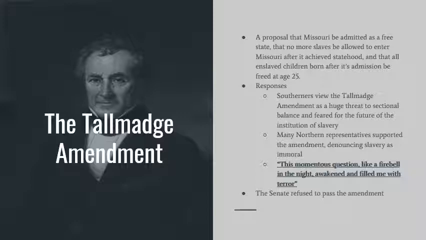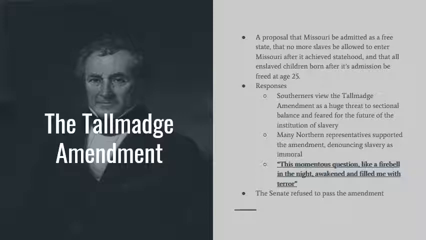Northern representatives, on the other hand, supported the amendment, denouncing slavery as immoral. Many abolitionists went so far as to protest the possibility of Missouri becoming a state at all if it were to be a slave state. This is really where we start to see national sectionalism come about. This is where there is loyalty or support to a particular region or section of the nation rather than the United States as a whole. So Northerners had their sectional nationalism and Southerners had their own sectional nationalism.